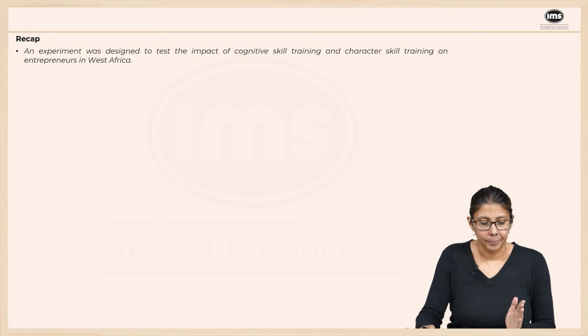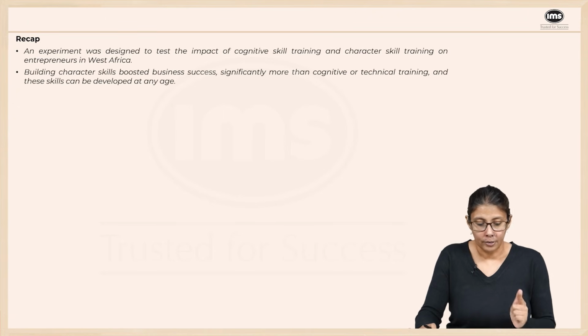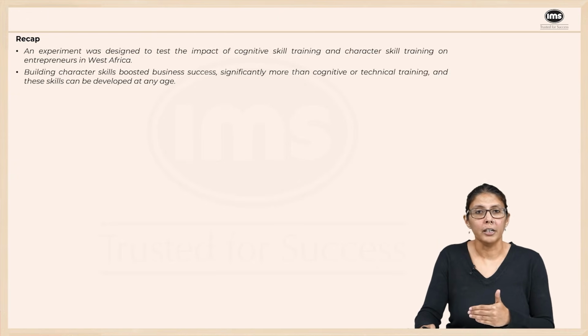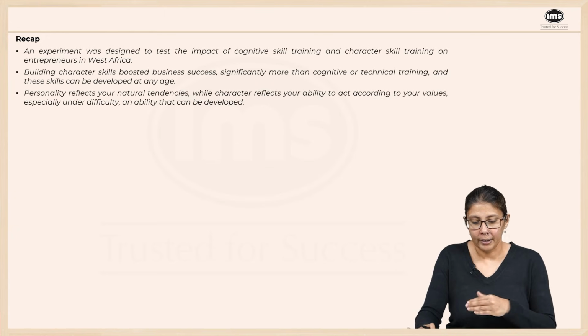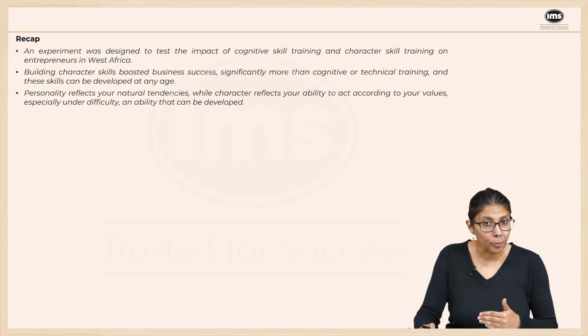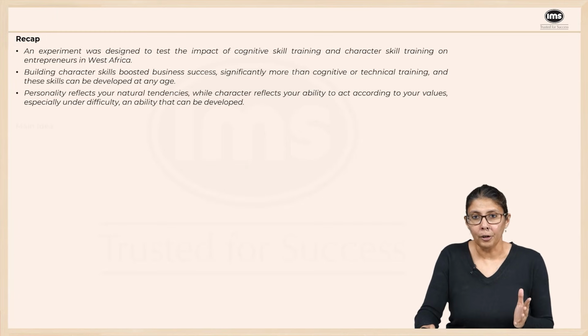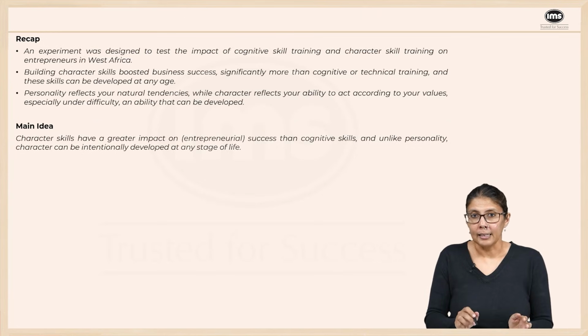Now let's do a quick recap. An experiment was designed to test the impact of cognitive versus character skill training on entrepreneurs. Then we presented the results, which said that character skills boosted business success, and this was significantly more than cognitive or technical training. After that, we said that personality reflects your natural tendencies, whereas character reflects your ability to act according to your principles in difficult circumstances. So overall, the message here is that character skills have a greater outcome or greater impact on long-term success than cognitive skills. And unlike personality, character can be intentionally developed over time and at any age.